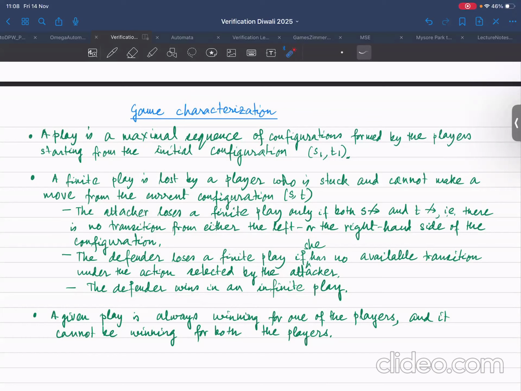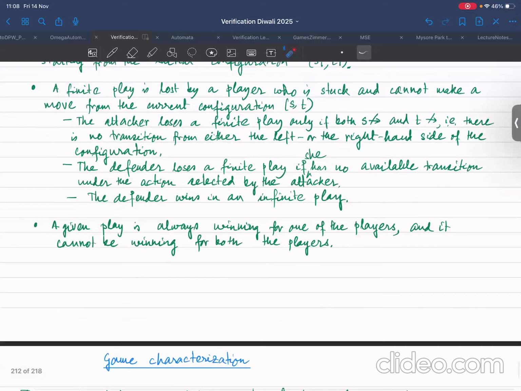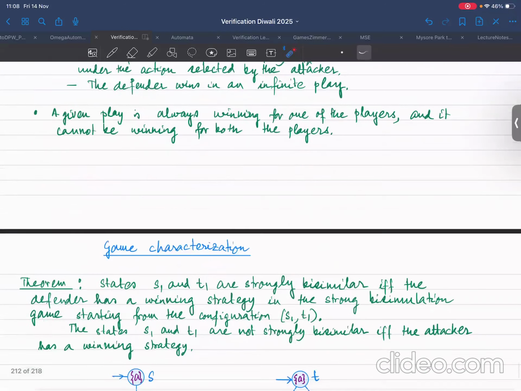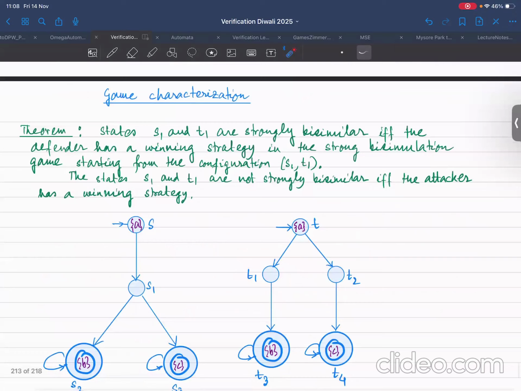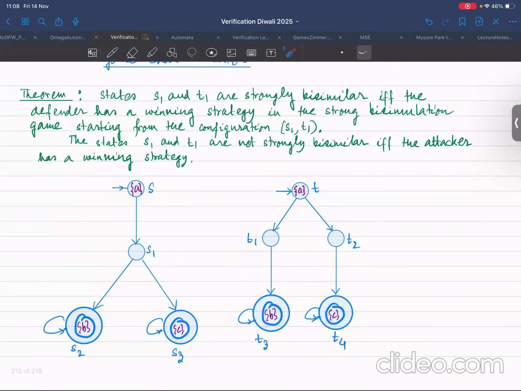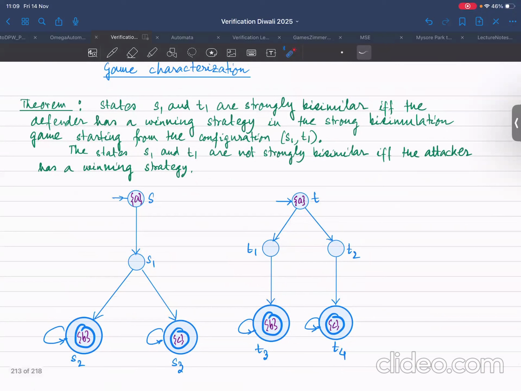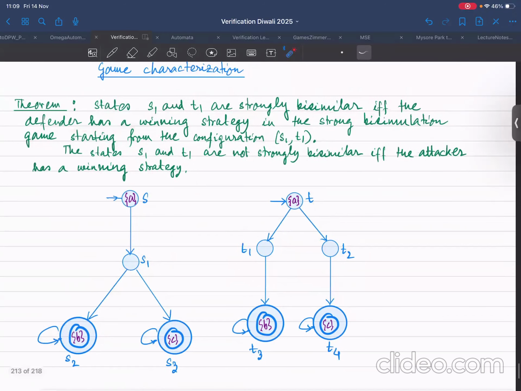Okay. Right? And a given play is always winning for one of the players, and it cannot be winning for both the players. That's not possible, right? By all the rules here, a play is either winning for the attacker or it's winning for the defender. Okay. Now, this theorem says, which is not too difficult to see, that the states S1 and T1 are strongly bisimilar if and only if the defender has a winning strategy.